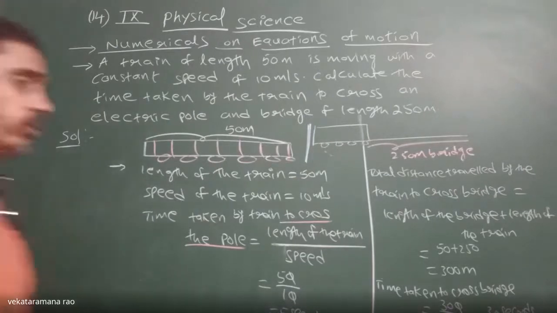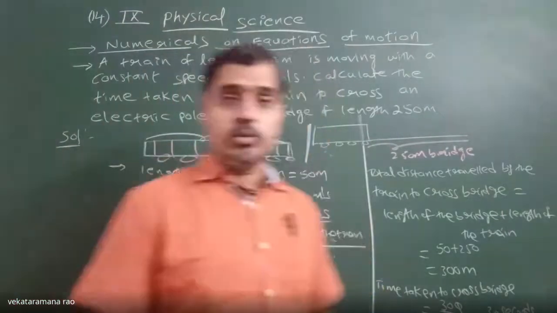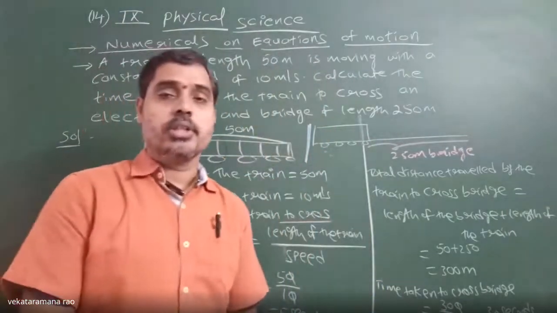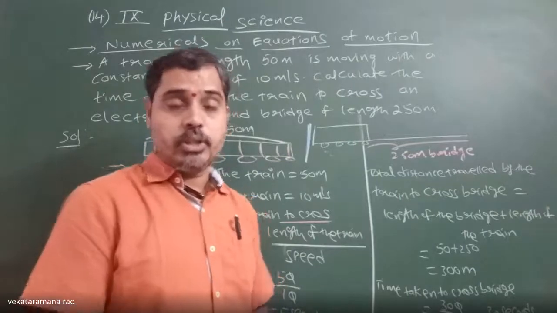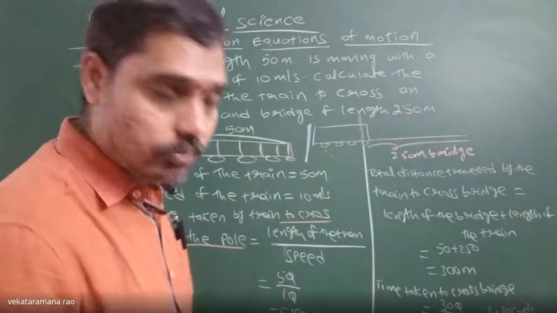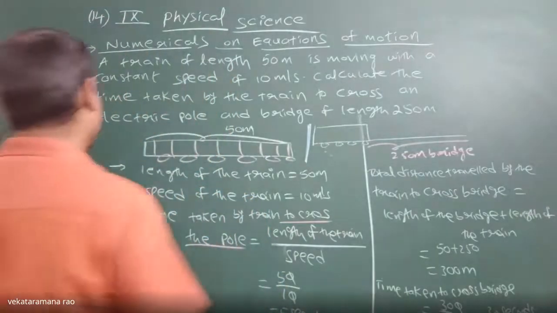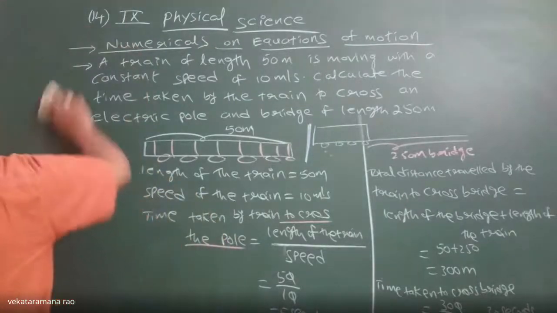So here what did we use? We used the formula speed is equal to distance by time, then time is equal to distance by speed. By using that formula, we simply solved this problem. Now we will go for another problem.